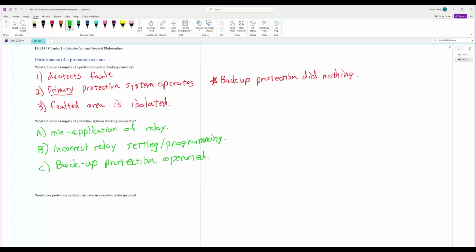Lastly, this is pretty rare, but we do have equipment failure, right? Relays can break once in 100 years, maybe. Circuit breakers can misoperate, but this is rare. The majority of the time, it's the first three, A, B, and C. That's a telltale sign you did something wrong, but we can't rule out equipment failure as the last thing.